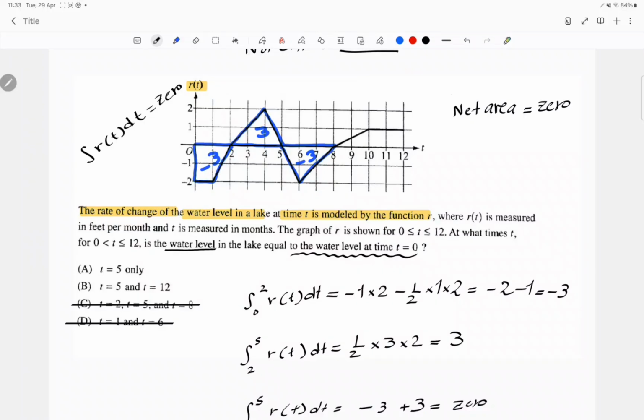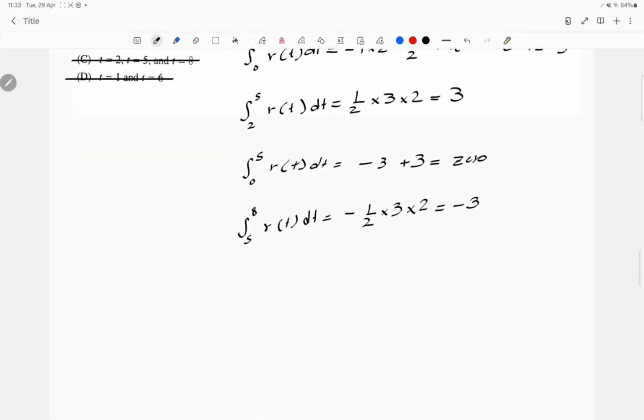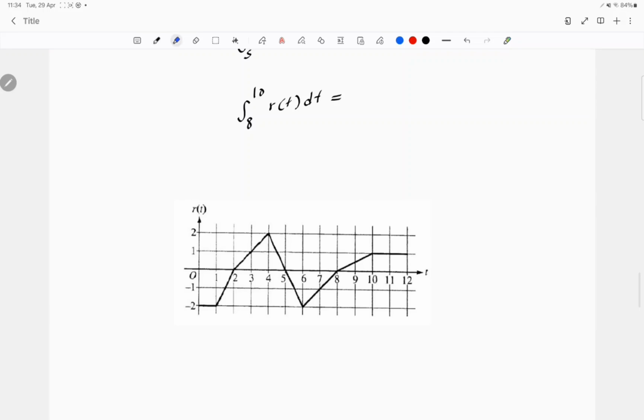And now how about from 8 to 10? That's going to be a triangle above the x-axis. So from 8 to 10, the integral of R(t) dt is going to be, let me just pull the figure here. Okay, so basically from 8 to 10, we just have half base times height, which is going to be a 1. And now from 10 to 12, that is going to be a rectangle above the x-axis, so 2 times 1, which is just a 2.